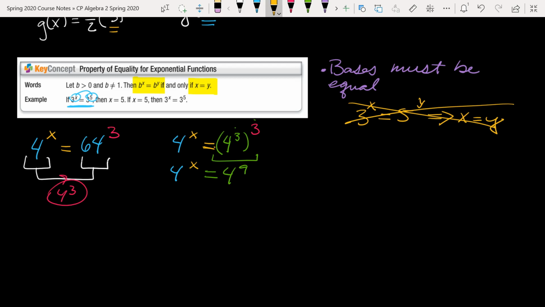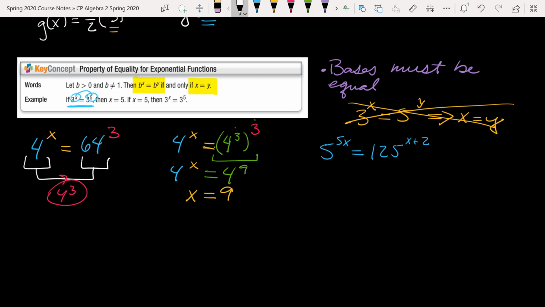And now we have exactly the kind of expression that we were looking for in the highlighted portion of the property above. 4 to the x equals 4 to the 9th. So because the bases are equal, x has to equal 9. Well, that's a simple case, but let's look at one that's a little bit more complex in terms of what we put into those exponents.